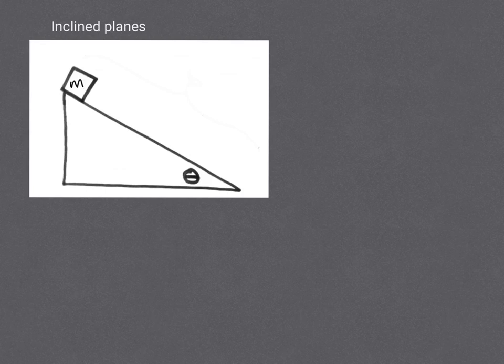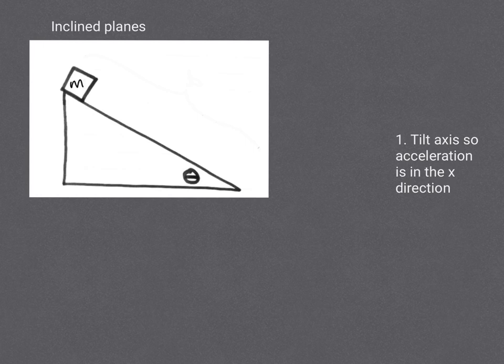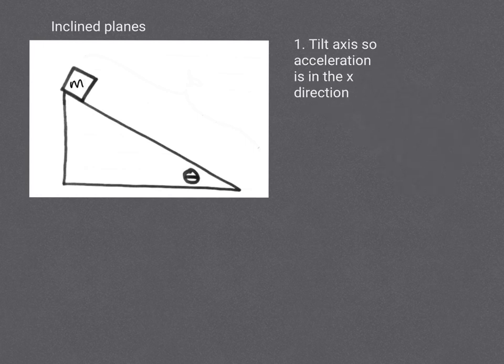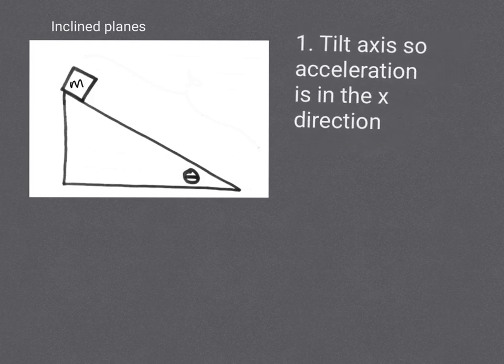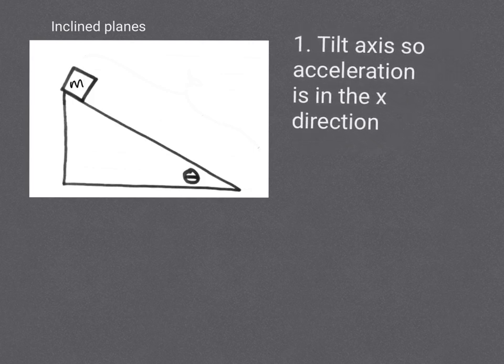Hi everyone, in this video we're going to go through the strategies needed to solve inclined plane problems. Alright, so the first thing is that we want to tilt the axis so that the acceleration is only in the x direction. So what that's going to look like is we know that the block is going to accelerate down the ramp in that direction. And then we're going to make that the x direction.